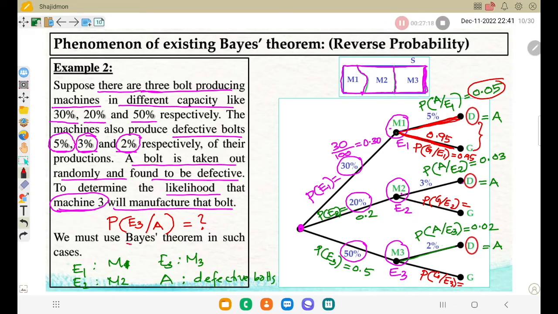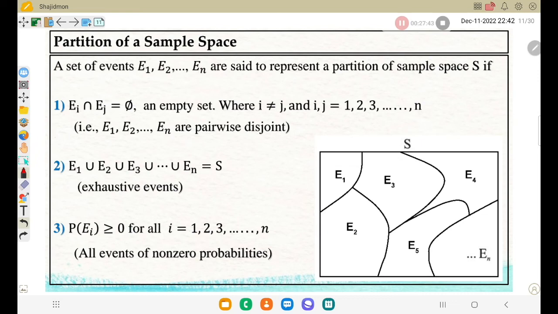This we can do by using Bayes theorem only. Correct? Because E3, the partition, is coming on top, it is reverse probability. The partition is coming on the top, and down it is the sub event. The main event on the top side, that means the partition, means we are using Bayes theorem. I hope you understood the meaning of reverse probability and normal conditional probability. Okay, now we will go to the Bayes theorem.